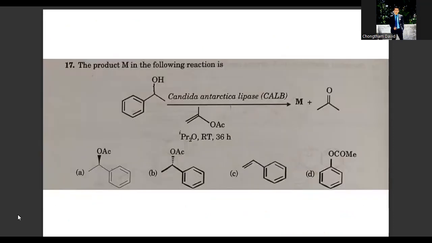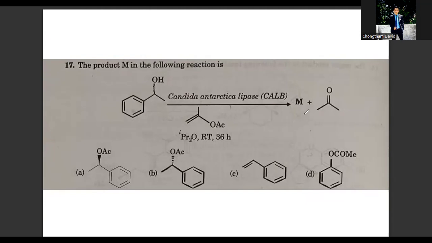Question number 17. The product M in the following reaction is. So as this given reaction, we have the Candida Antarctica lipase as enzyme, and CALB is added to these reactions. For this reaction, we have benzyl alcohol. So the catalyst is Candida Antarctica lipase B. It is also known as CALB.